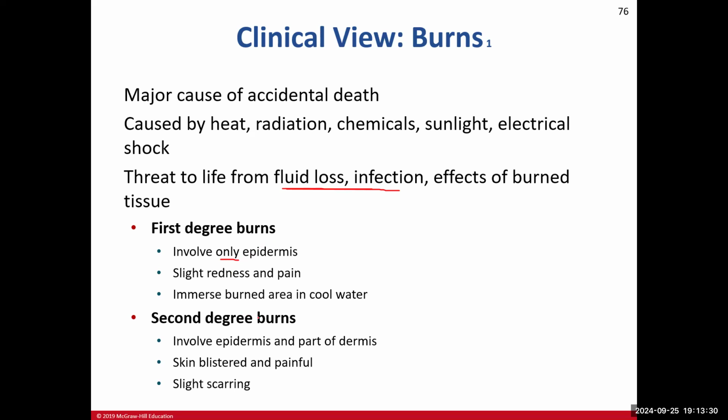Second-degree burns, again, 2. So we're going to be dealing with 2 layers. The first layer is always going to be the epidermis, and then only a part of the dermis here. This is if you poured scalding hot water on yourself or touched a hot pan. Those burns will produce some sort of blistering, again pain and redness in the area, and there's the possibility of scarring.